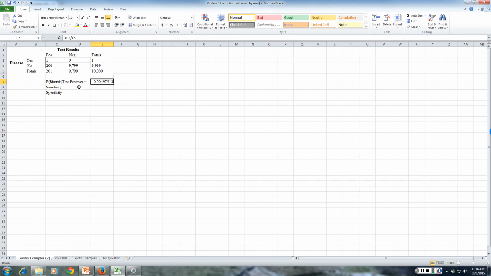So let's also calculate the sensitivity of the test. If you'll recall, the sensitivity of the test is the number of those who tested positive divided by the total number of those who actually have the disease. So in this case, we're going to get the probability equal to 1, or 100%. The specificity of a test, if you'll recall, is the number of those who tested negative divided by the total number of those who do not have the disease. So that equals 0.97998. And that's it.